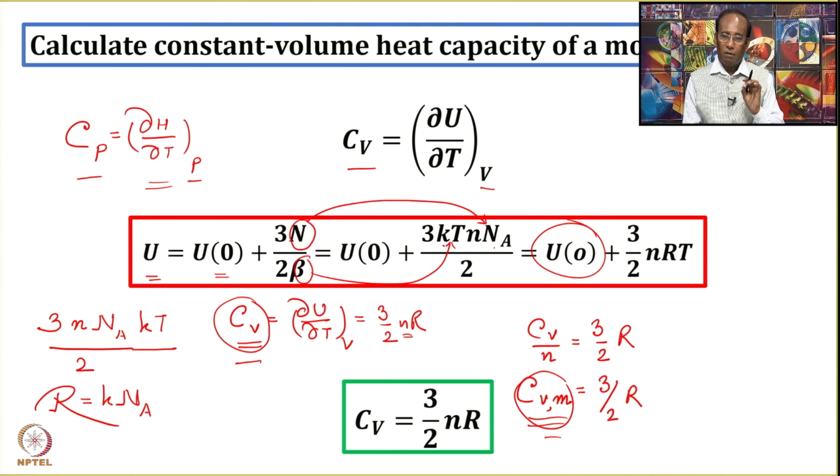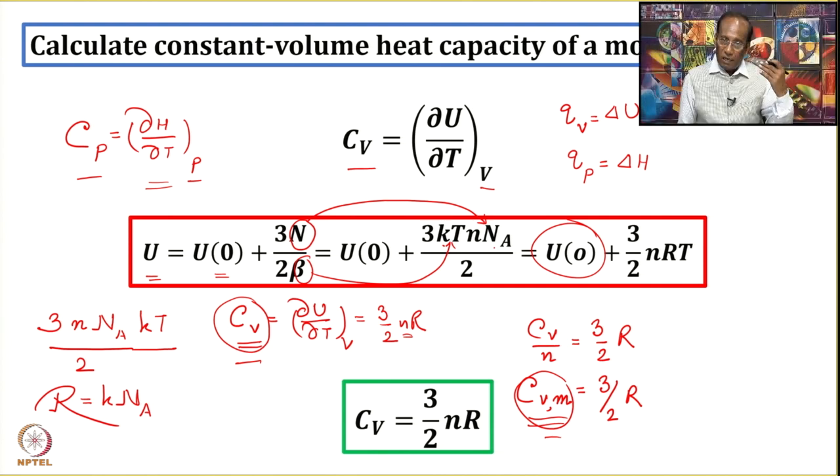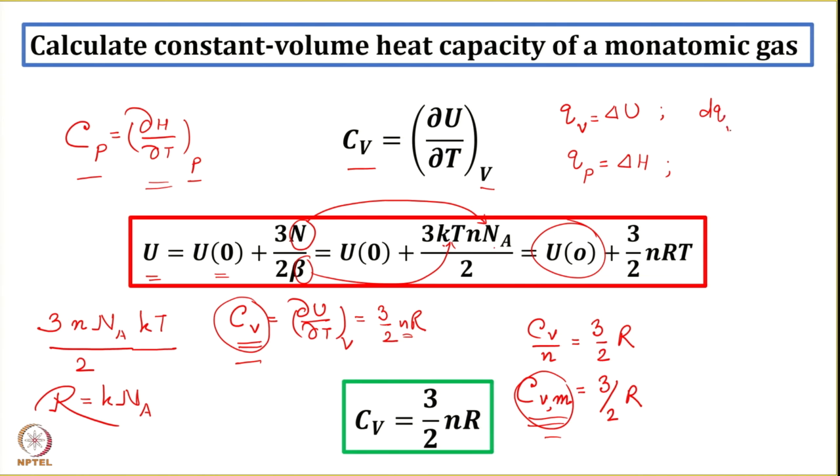A literal meaning of CV and CP, let us try to examine. CV or CP, both delta H, delta U, remember that Q at constant volume is equal to delta U, and Q at constant pressure is equal to delta H. This is from your previous knowledge. So both delta U or delta H, if we are talking about infinitesimally small quantities, then I will write dQ at constant volume is equal to dU, and dQ at constant pressure is equal to dH. So whether we are talking about dU or delta U, or dH or delta H, we are essentially talking about the heats. In one case, it is constant volume, and in the other case, it is constant pressure.